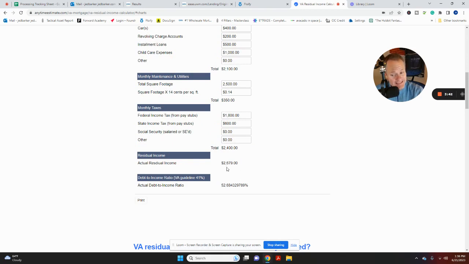And so does this qualify is the question. Can this person qualify on a 52% debt to income with an actual residual of $2,679? And this is saying the individual has $2,679 left over after all expenses. Now, as you can see, we didn't include everything. The VA doesn't include everything. It doesn't include food or going shopping or clothing. It doesn't include going to the mall or whatever, right? Buying clothes, but it does include all those other things.